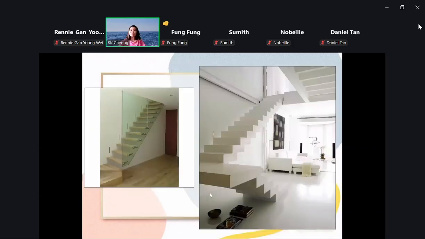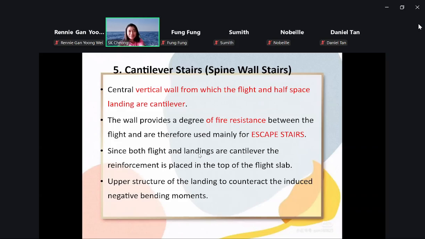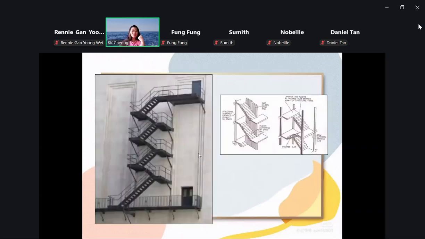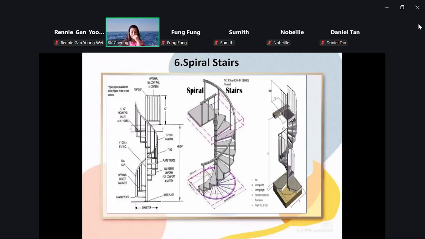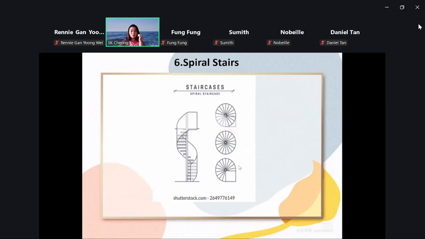Types of staircase, just for your own knowledge. In future you know this is what name? Cantilever stairs. And even you have a spiral staircase. I do not expect you to sketch a spiral. I think the one flight will be a better choice for everyone. Okay, spiral.